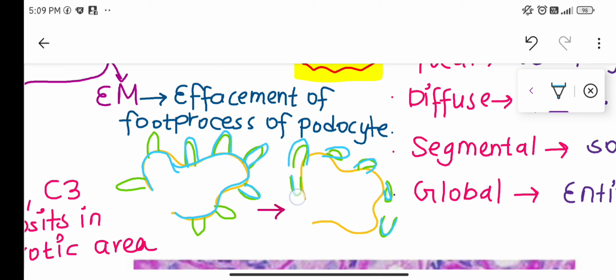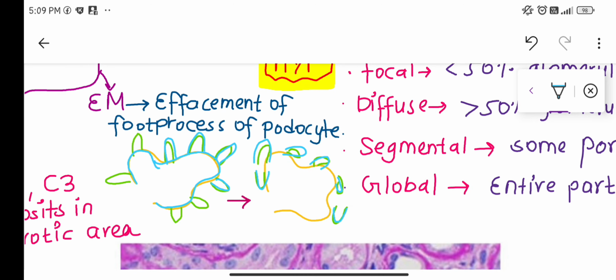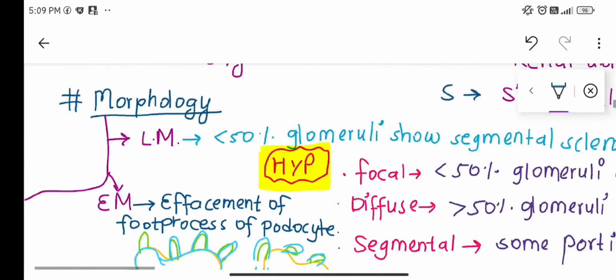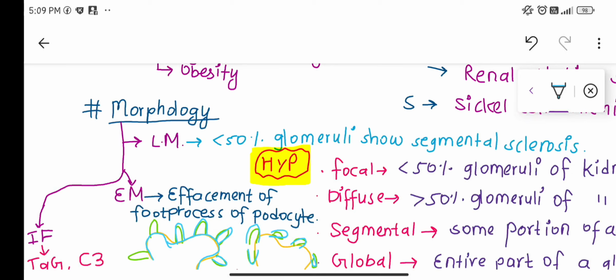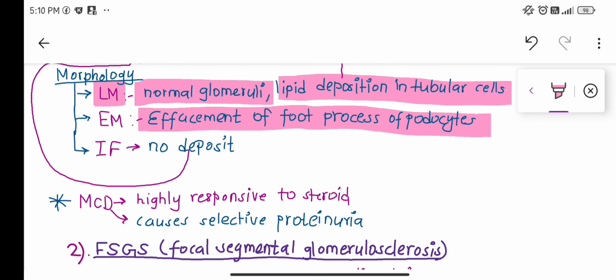Okay, these podocytes will become non-functional due to their fusion with the capillary wall. This is known as effacement of the foot process of the podocyte. So one of the microscopic features of minimal change disease is effacement of the foot process of the podocyte. And next, on the immunofluorescence, there will be no deposition of immunoglobulins or complement seen.